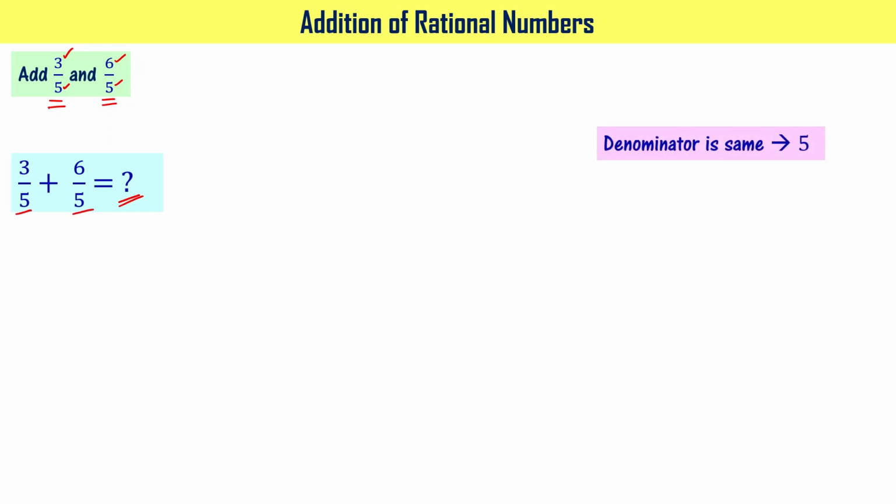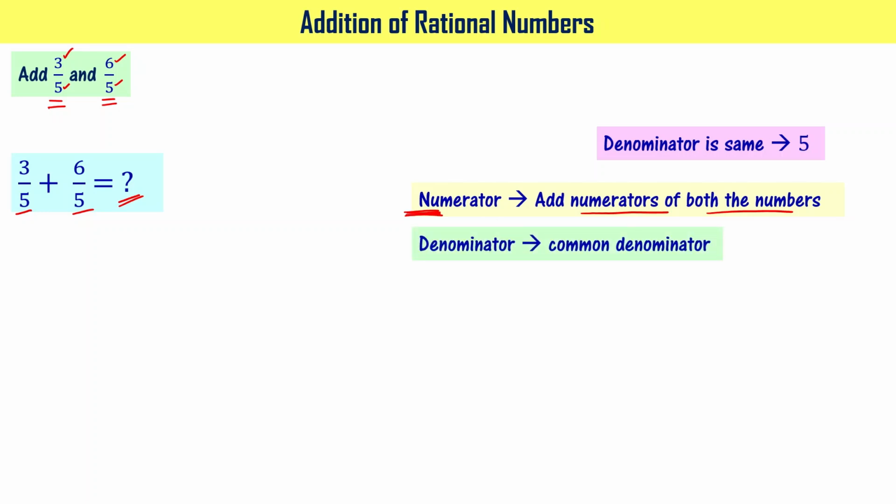The denominator is same. In that case, what we can do is, when you add these two numbers, the numerator of the resultant number is going to have the value that is obtained by adding the numerators of both the numbers. Meaning, you have to add numerator of both these numbers to get the numerator of the resultant rational number, right? When it comes to denominator, since it is a common denominator, in both the cases, since it is 5, the denominator of the resultant number is going to be the common denominator, that is 5.